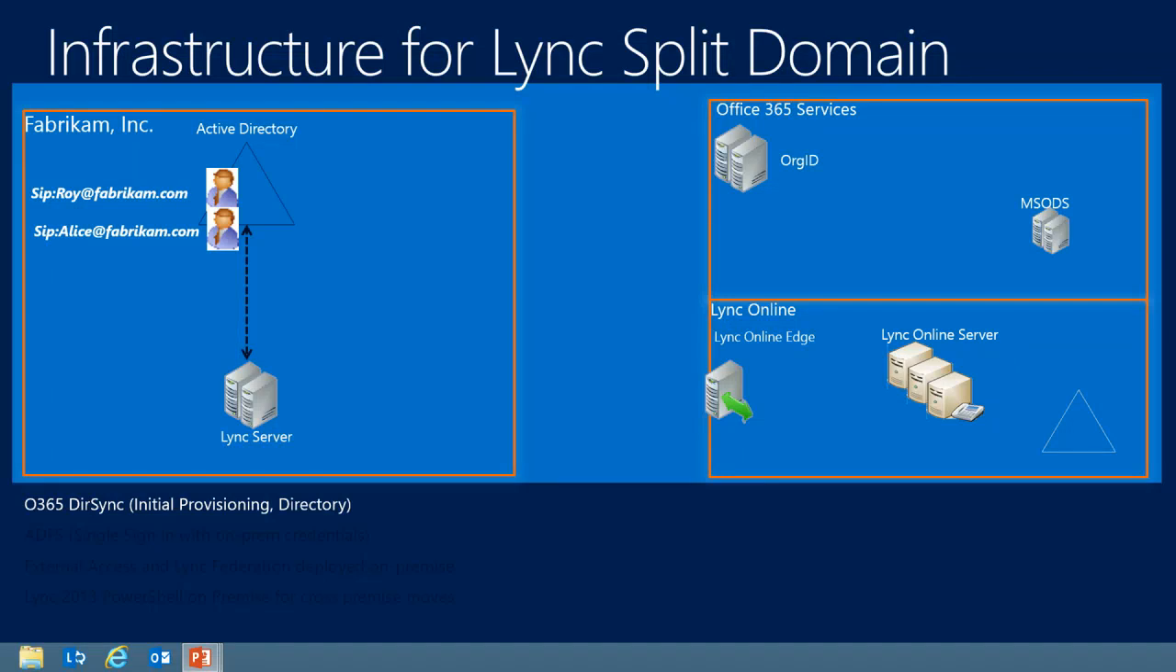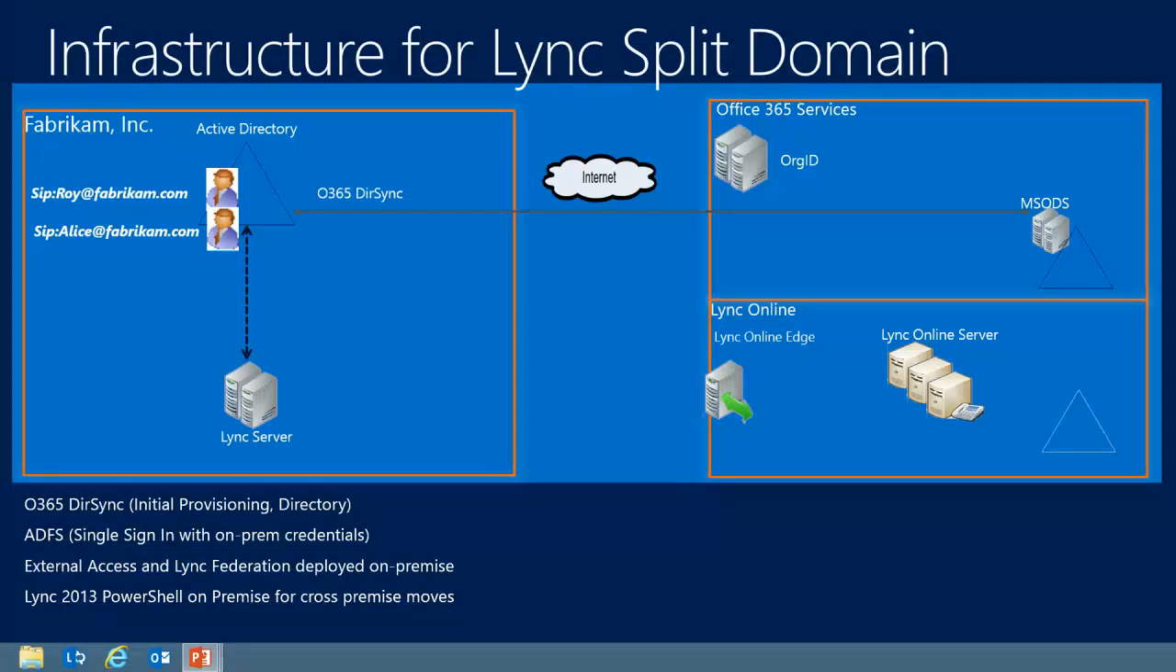So infrastructure requirements for a Lync split domain. So we've got Fabrikam that has their local on-prem Active Directory, and you can see Roy and Alice are two Fabrikam users. So first things first, let me just run through this. We need to actually fire up Office 365 DirSync. We need to take that identity, we need to merge it up into Azure Active Directory in Office 365, right? Or at least get the user objects created. We also need to ensure that the provisioning service is continuing fully, and of course, ADFS is fully available.